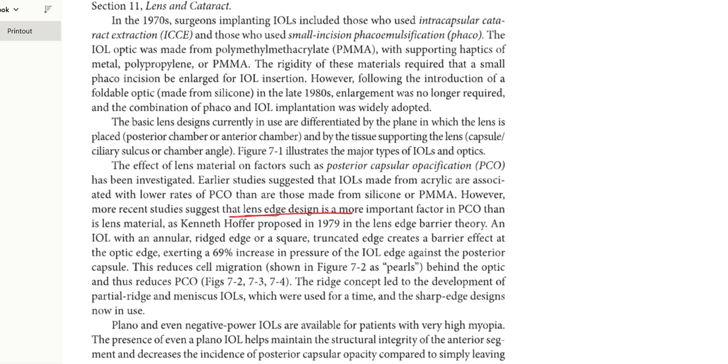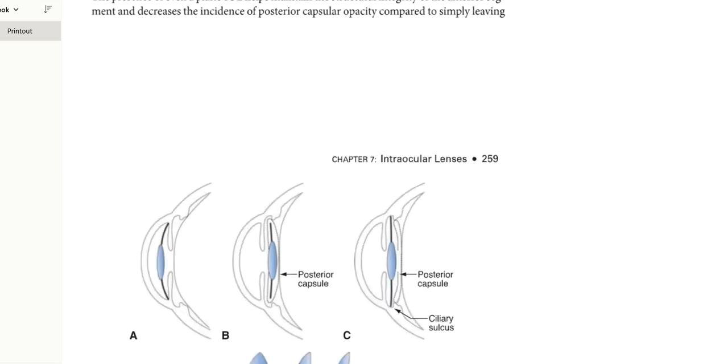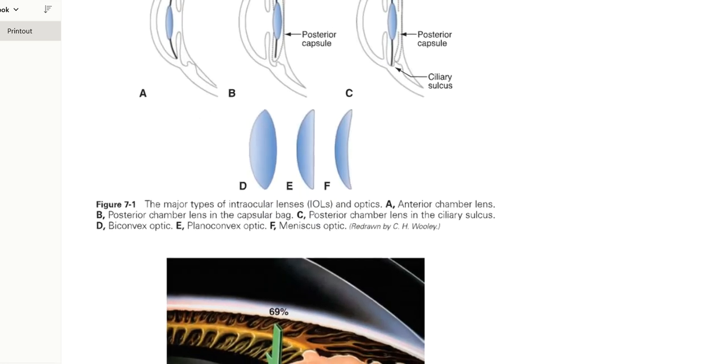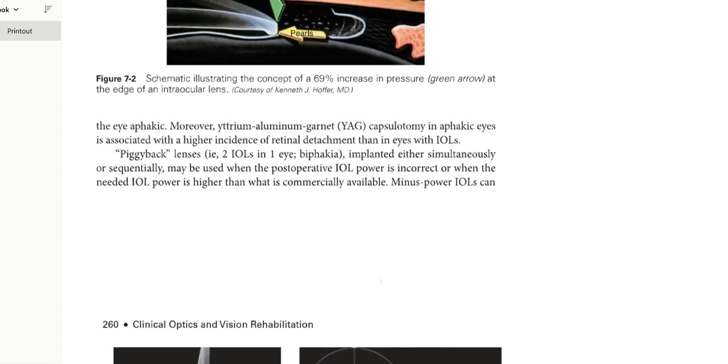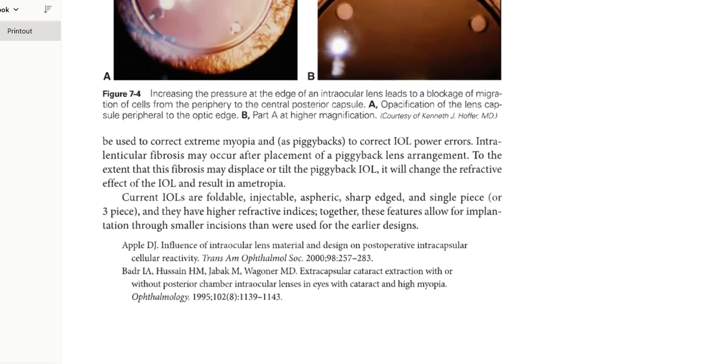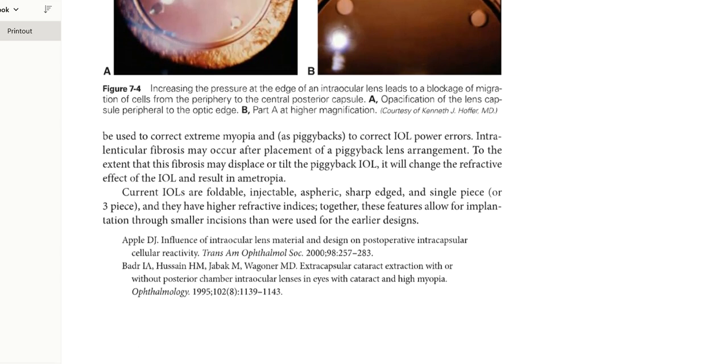Lens design is more important factor in PCO than in the lens material. Remember this, please. Just give a quick read to this. Remember here, intralenticular fibrosis may occur after the placement of a piggyback lens arrangement.